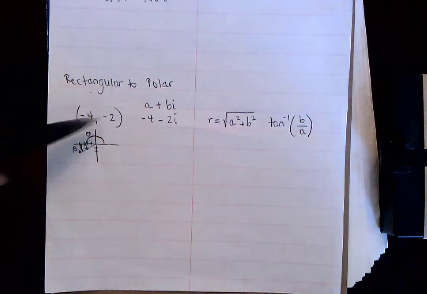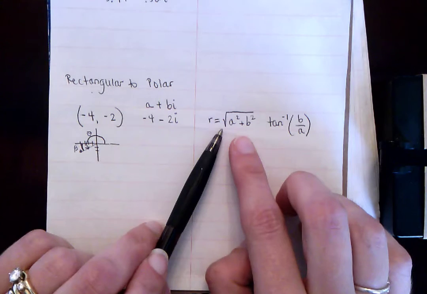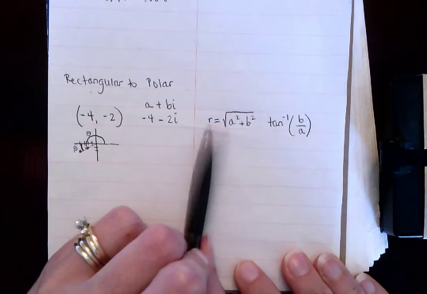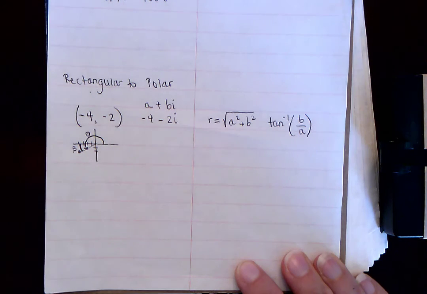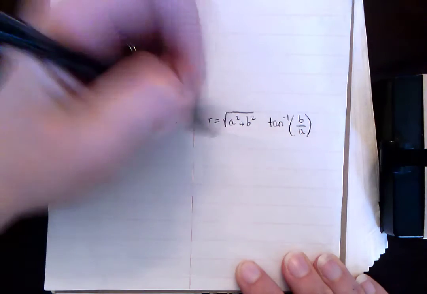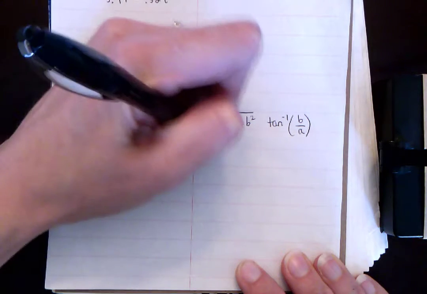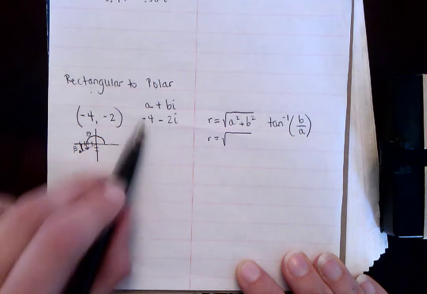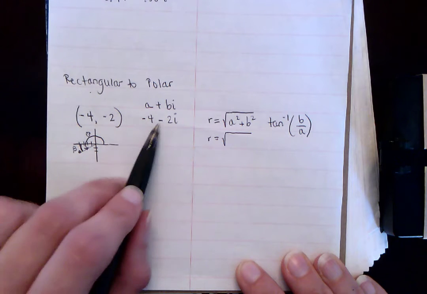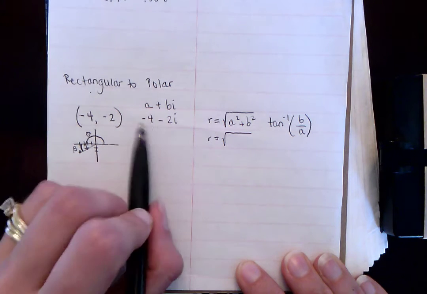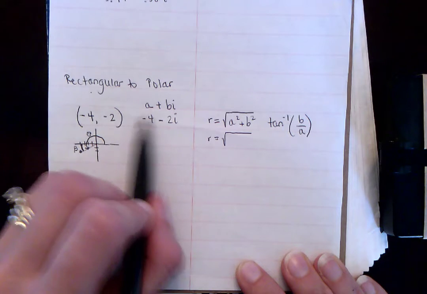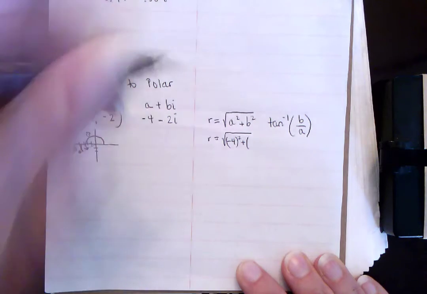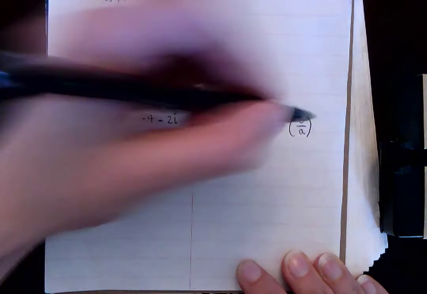So again, start by finding r, if you want to. So what's our radius or our modulus going to be? So we can say modulus is going to be the square root of, and if we wrote it in complex form, it would be negative 4 minus 2i. This is a, this is b. So this is going to be a negative 4 squared plus a negative 2 squared.